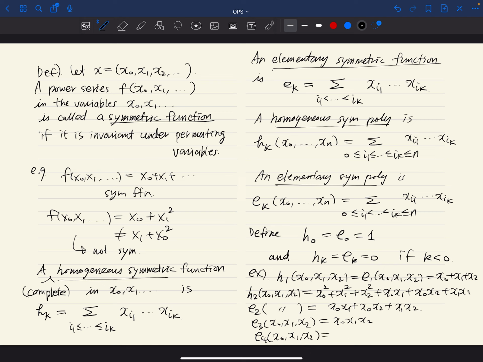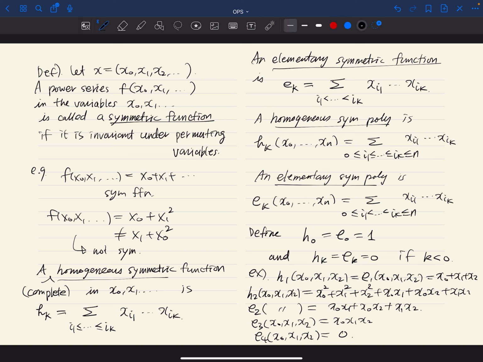There is no way we can select 4 variables from 3 variables without repetition, so it's 0. But H4 is not 0. Okay. So these are the definitions. Quite simple.